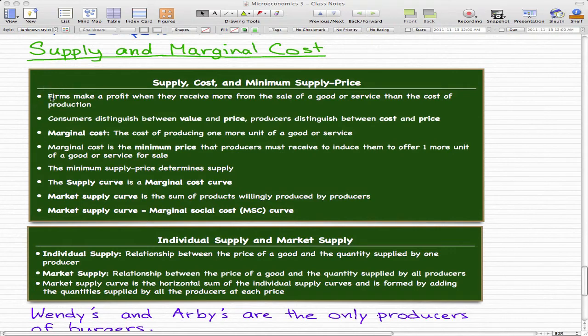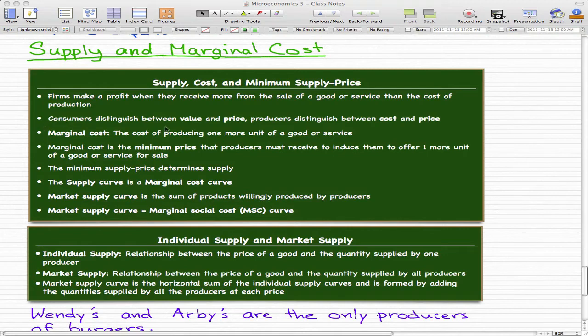Firms make a profit when they receive more from the sale of a good or service than the cost of production, and that's just intuition. Consumers distinguish between value and price, while producers distinguish between cost and price. Remember that value is what the consumers get, and price is what the consumers have to pay. Producers distinguish between cost, what it costs for them to make, and the price, which is the same definition.